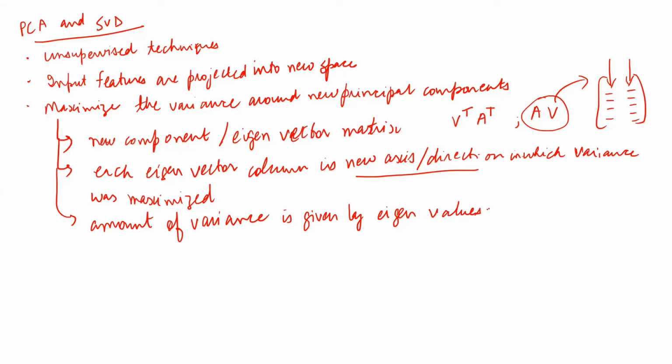Okay, so these were the basic things that you needed to understand about PCA and SVD. Both the algorithms were unsupervised, and in them, input features were projected into a new space, and we had to maximize the variance around the principal components. So this was the basics of PCA and SVD.